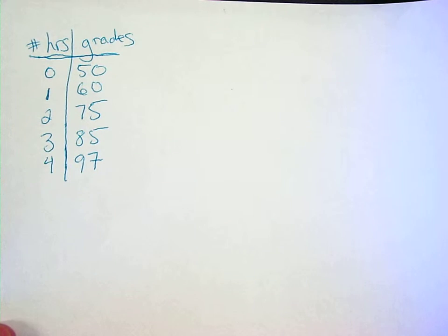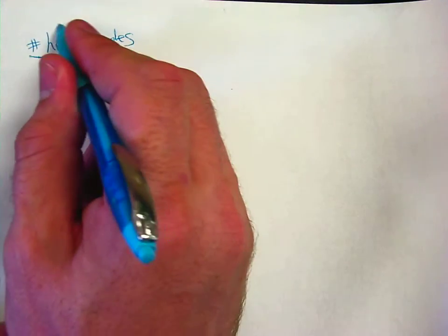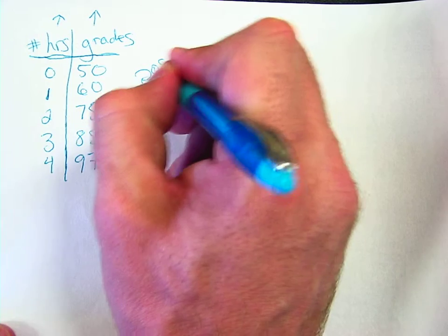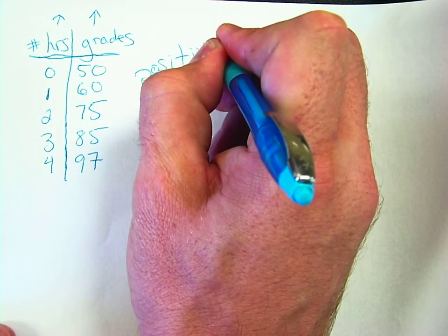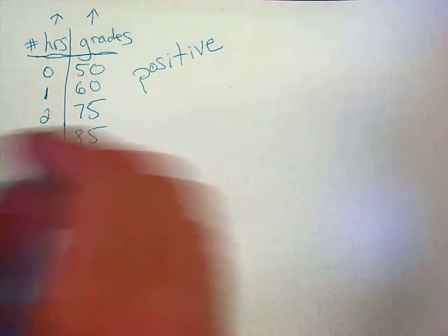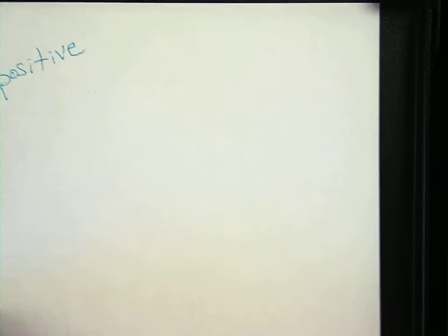So just by looking at this, we can see that as time increases, grades also increase. So that has a positive correlation. Okay? Just by looking at the table, we can see that all the numbers are increasing. Both numbers are increasing. All right?